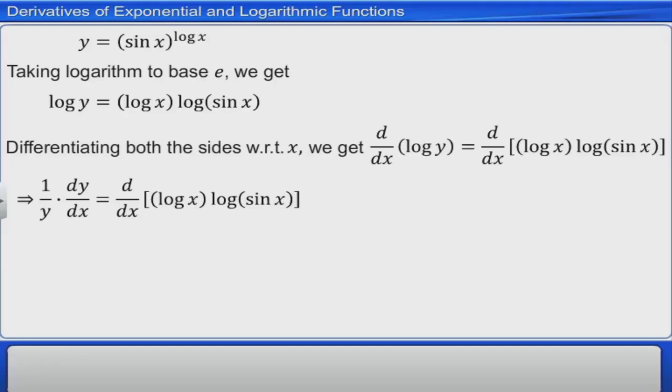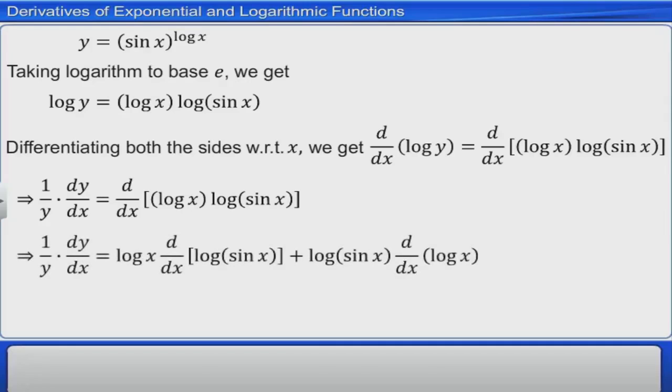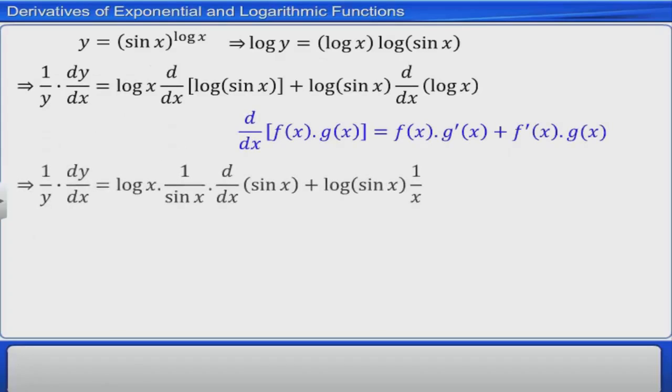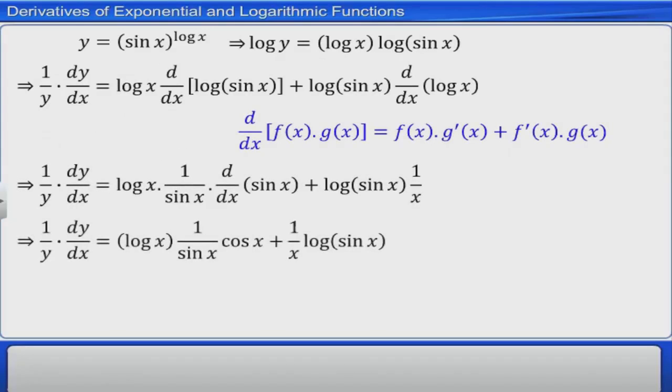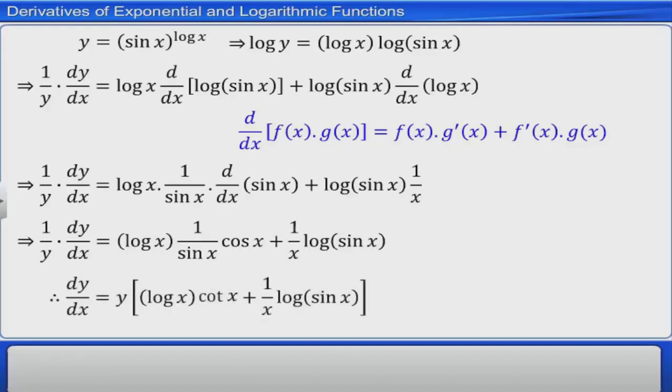The right-hand side is the product of two functions, log x and log of sin x. So we use the product rule to differentiate it. This gives the derivative of the right-hand side equal to log x into 1 divided by sin x into cos x plus 1 divided by x into log of sin x. Therefore, the derivative of y with respect to x is equal to y into [log x into cot x plus 1 divided by x into log of sin x].